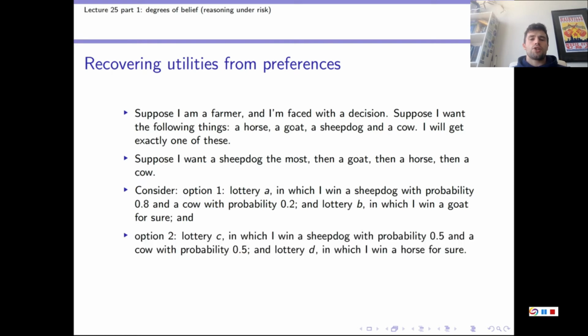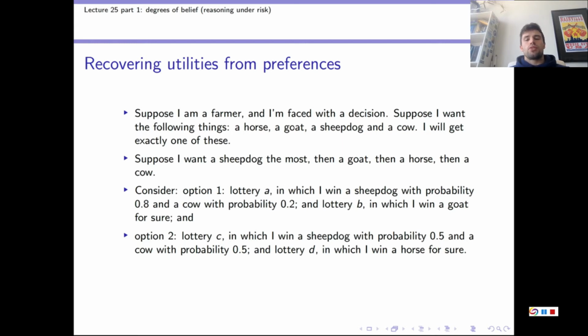And here's the second option. We have two lotteries again, C and D this time. Lottery C says that I get a sheepdog with probability 1/2 and I get a cow with probability 1/2. And Lottery D says that I get a horse for sure. Now notice that we are assuming that the lotteries are objective here, so the probabilities involved in each one are objective, and that means we're indeed reasoning under risk.